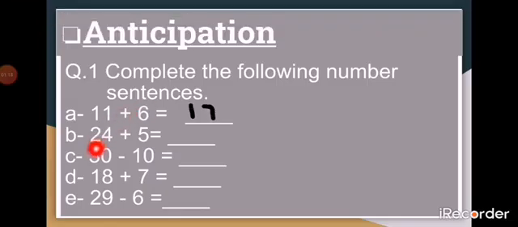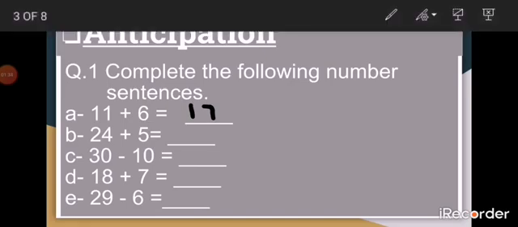Next part, 24 plus 5 is equal to dash. Again, put the larger number in mind. The bigger number is 24. Put it in mind and count on 25, 26, 27, 28, 29. Stop. So, what is the answer? Yes, it's 29.